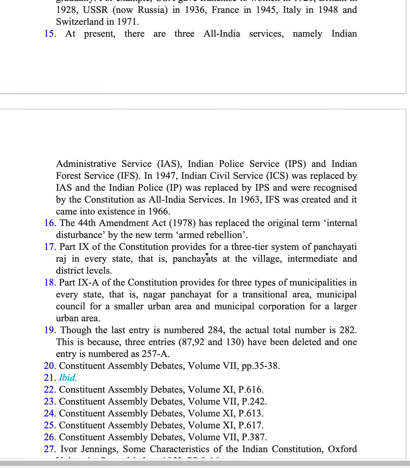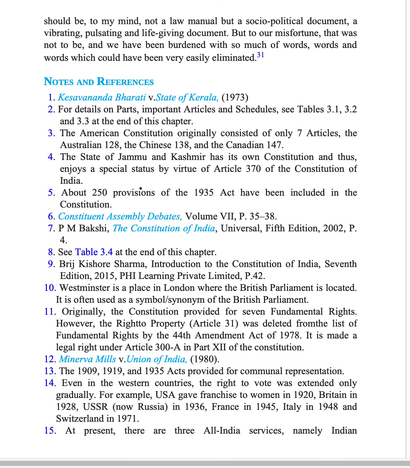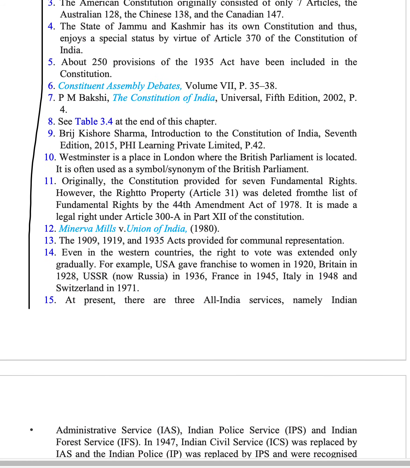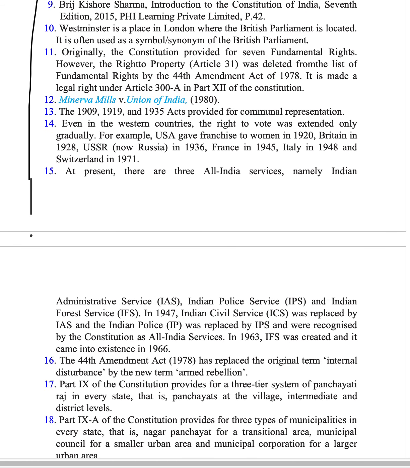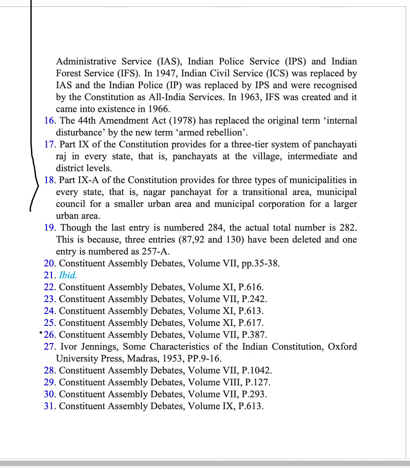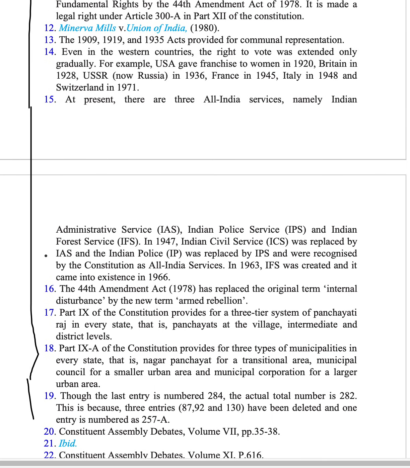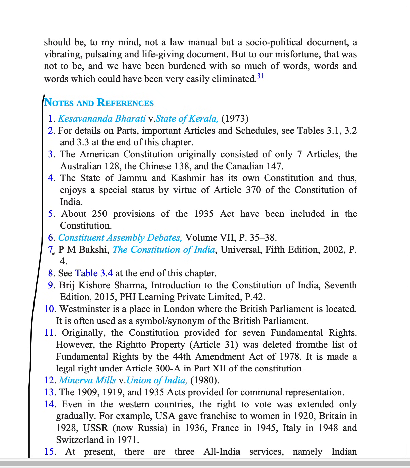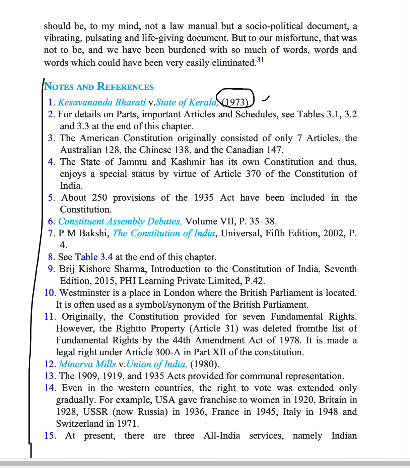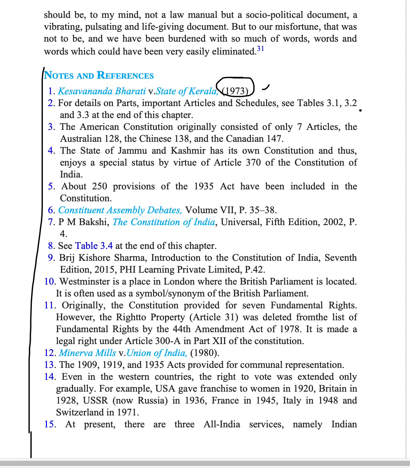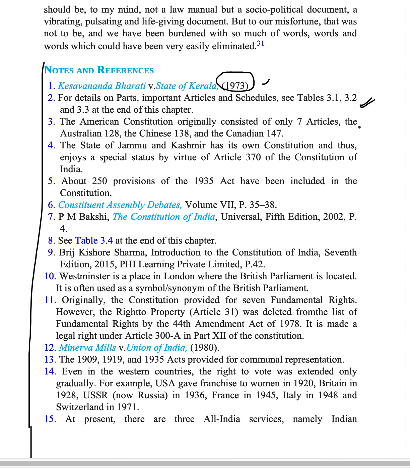Then there are so many notes and references. You can go through all these notes and references one by one. Actually, these notes and references contain so many important informations which are asked in your prelims. So let me see if any important note is there. This Keshwanand Bharati case, that was fought in 1973. The schedules are given, we just studied them.